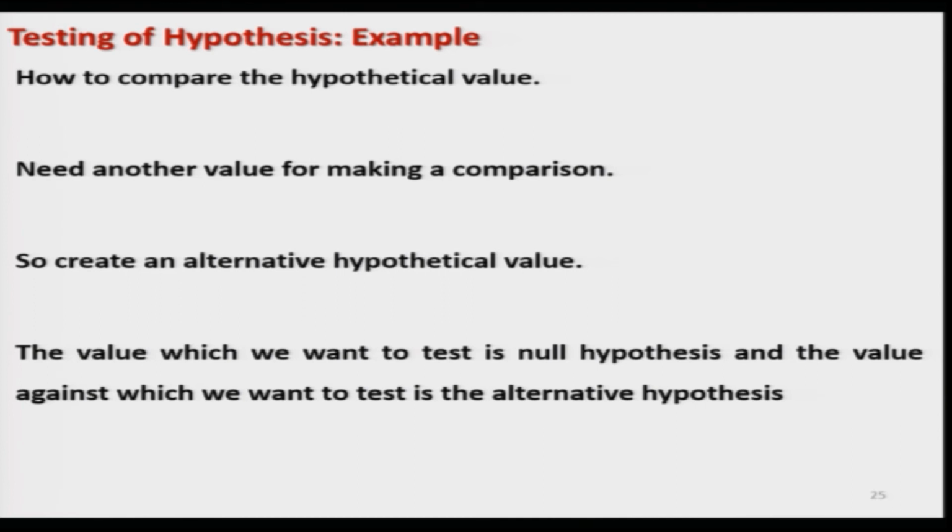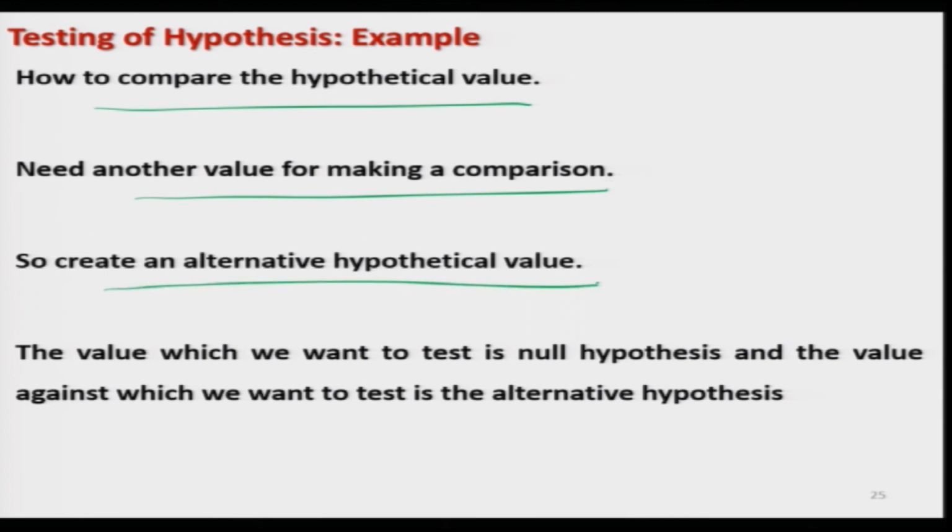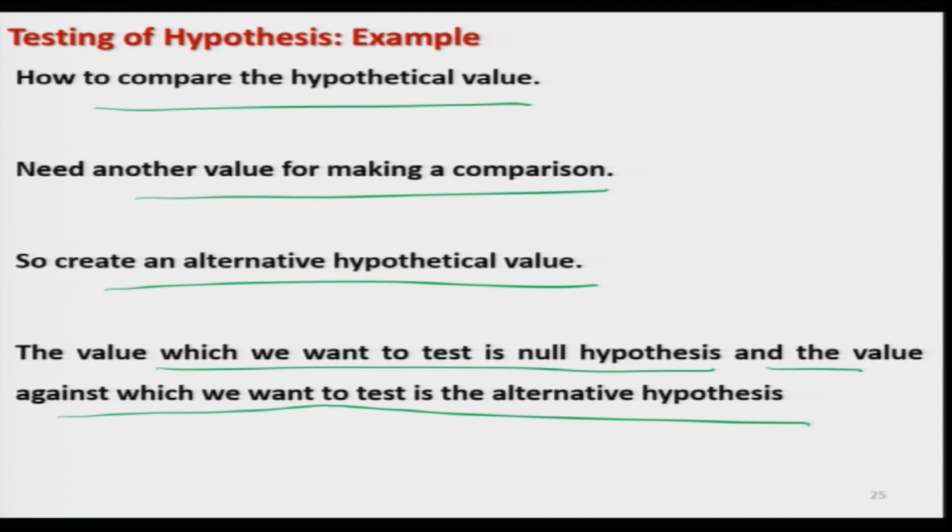Now, the question is this: you have created one hypothesis which you have called null, but definitely you are trying to compare it with something, right. So, the issue is how to compare this hypothetical value with another value. We need one more value for making a comparison. So, we create an alternative hypothetical value. The value which we want to test is the null hypothesis, and the value against which we want to test is the alternative hypothesis.